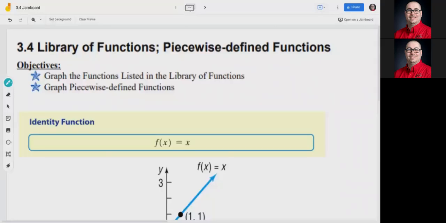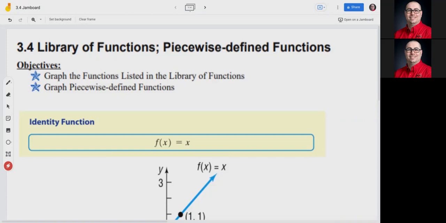Okay, so today we're talking about 3.4, a library of functions and piecewise defined functions. The first thing we're going to do is go through the library of functions, just talk about each function, the graph of it, so you'll be able to recognize it and know a little bit about that function. And then we're going to talk about piecewise defined functions. That's going to be a little bit deeper. We'll talk about its domain, how to find values, and how to graph it in the end.